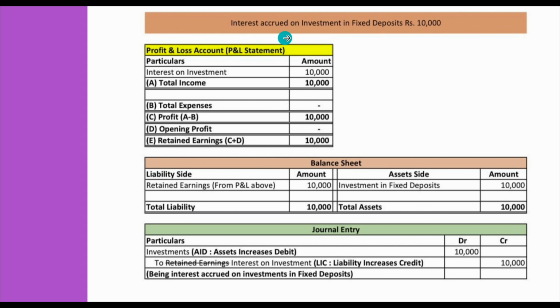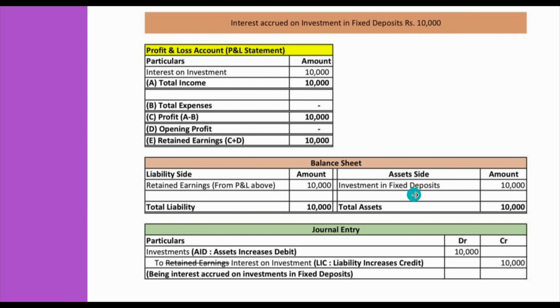Interest accrued on investment in fixed deposit, rupees 10,000. Now interest on investment appears on the income side in the profit and loss account as 10,000. So total income is 10,000. There is no expense. That means profit is 10,000. There is no opening profit as it is the first year of operation. So retained earning is C plus D, 10,000. Now this retained earning appears on the balance sheet liability side as 10,000. So total liability is rupees 10,000.